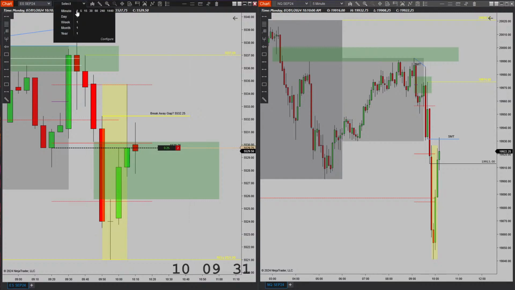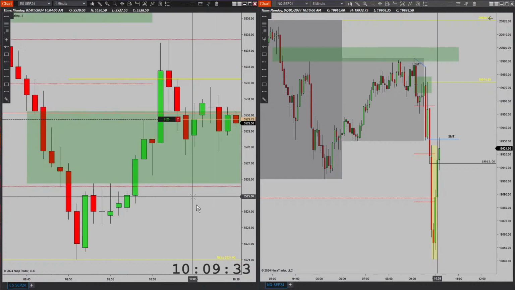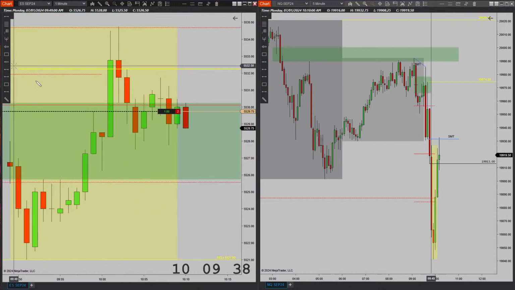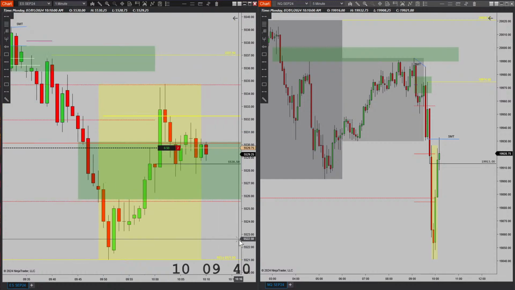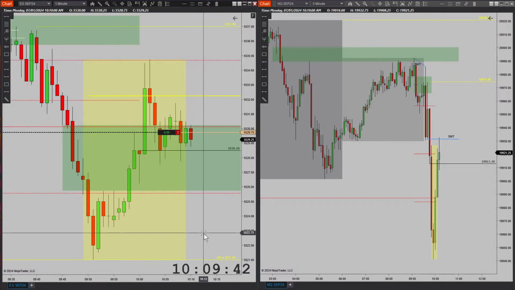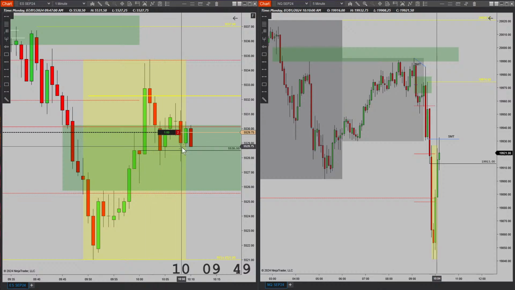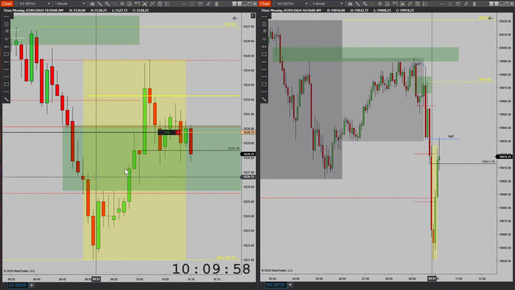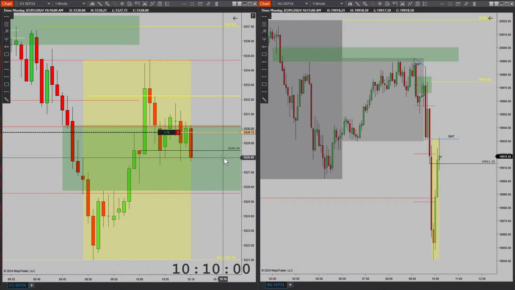So let's zoom into the 1 minute to see what it's doing. All right, perfect. You know what? I'm going to take another trade here. If price closes below here on the 1 minute, I'm going to go ahead and take it with a stop where I said I wanted the stop to be. All right, perfect. Okay, so I am in.